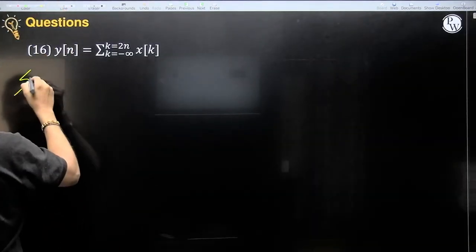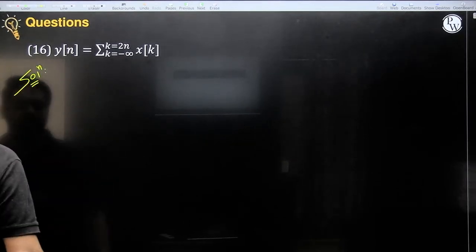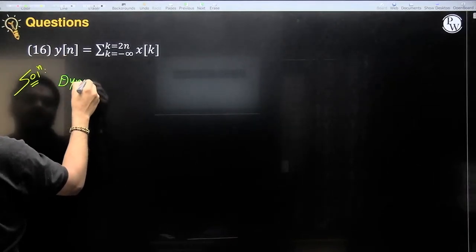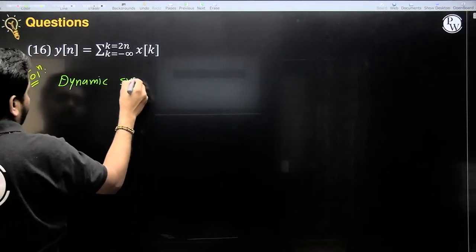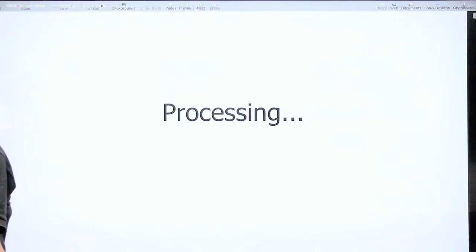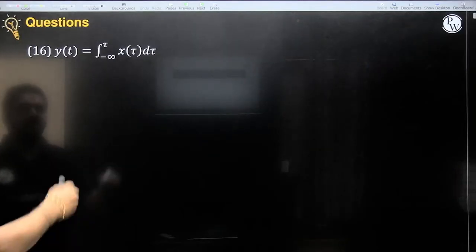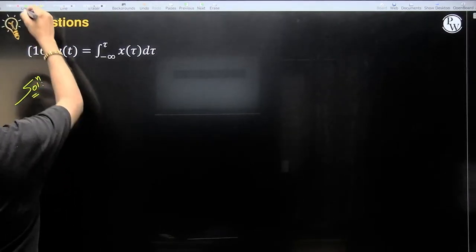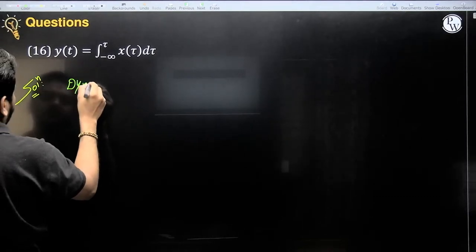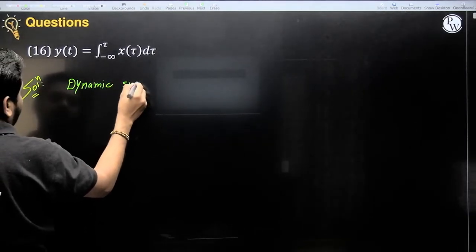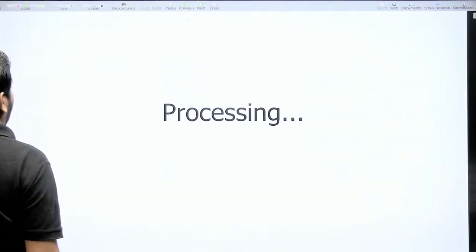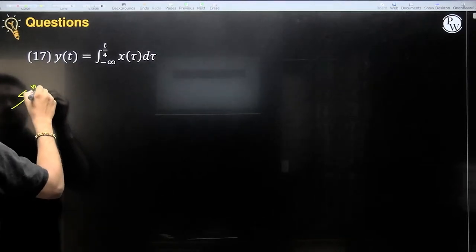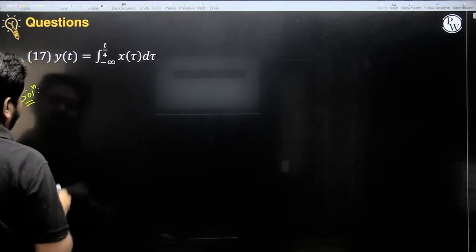Again, this is accumulation. This is non-causal and dynamic. Previous one was causal and dynamic. This is a dynamic system. Okay. Now, this last one, integration. Integration also is dynamic. And this kind of integration also, t by 4, is also a dynamic system. Most of the systems are dynamic, guys.